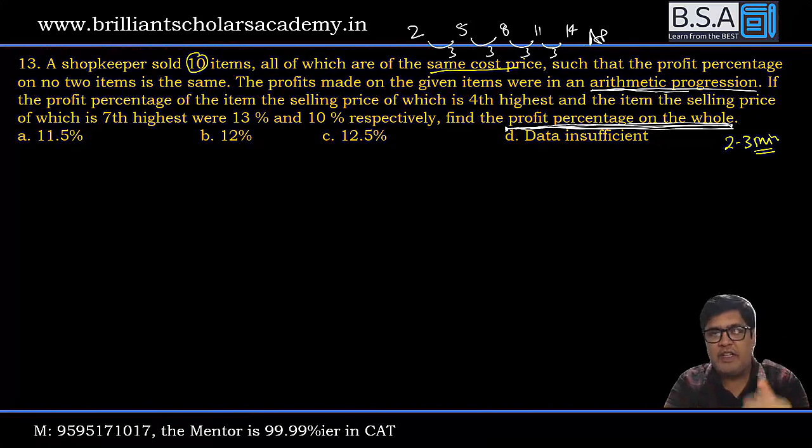We have talked about this in earlier lectures. Whenever you combine products, the overall profit percentage is the average. It could be a weighted average, it could be a normal average. The overall profit percentage is always an average.